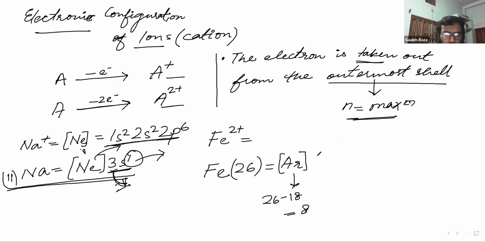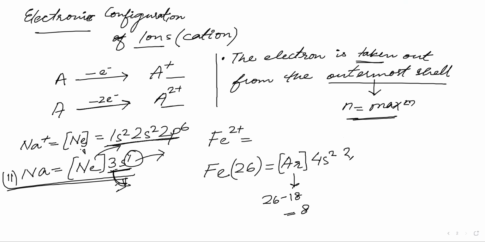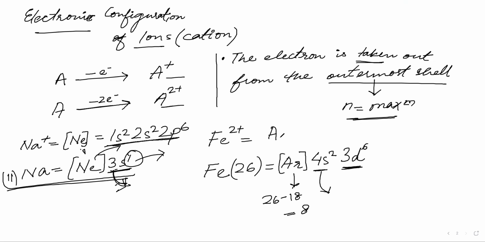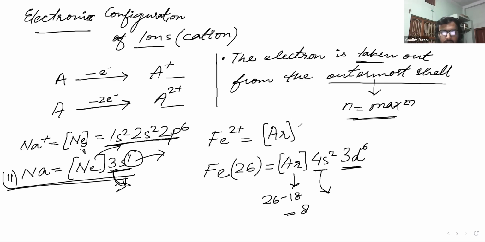Third in the list, 4s2, 3d6. Even though the 3d subshell is higher in energy than 4s, we'll take the electrons out from 4s, because n=4 is greater. The electrons will be removed from the 4s subshell. So the electronic configuration will be argon 3d6, right? Yes, sir.